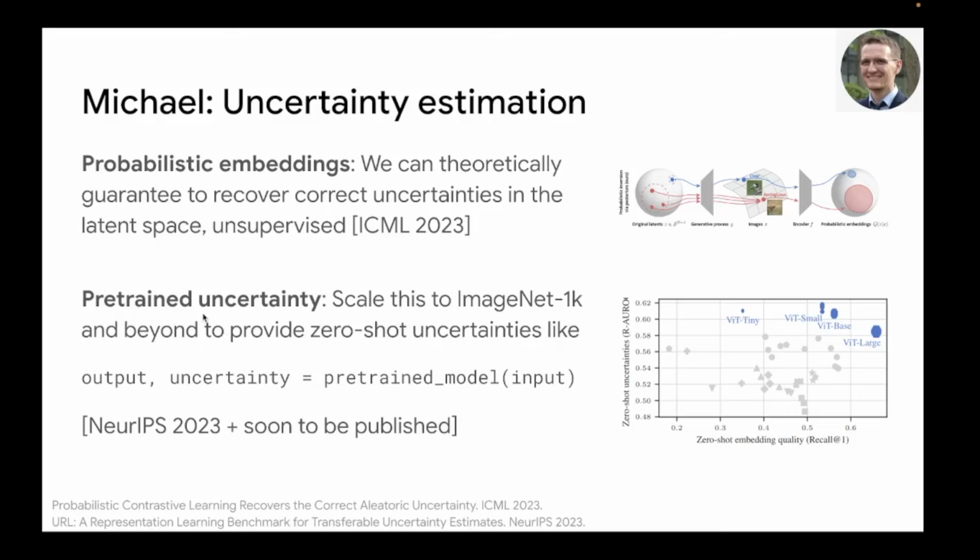And there's a pre-trained uncertainty that he's been working on, which is basically scaling up the probabilistic embeddings to ImageNet scale and using that as a pre-trained model for downstream uncertainty estimation. We have one paper at NeurIPS and the other one soon to be published.